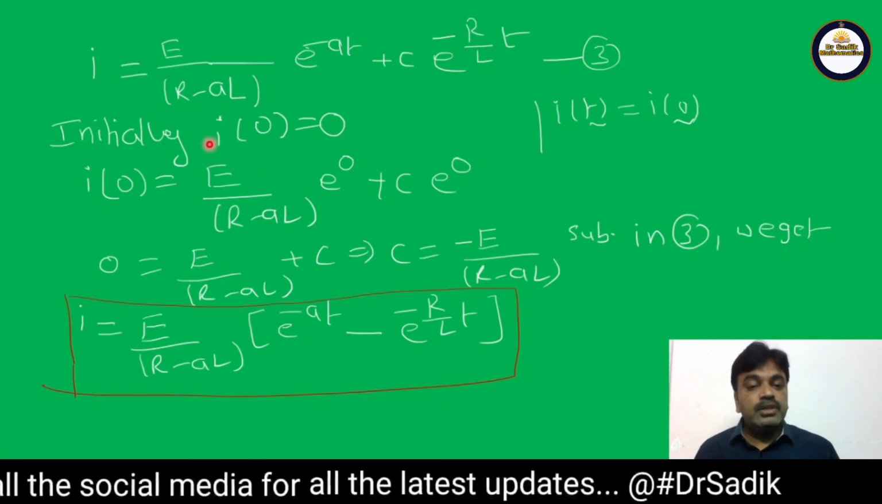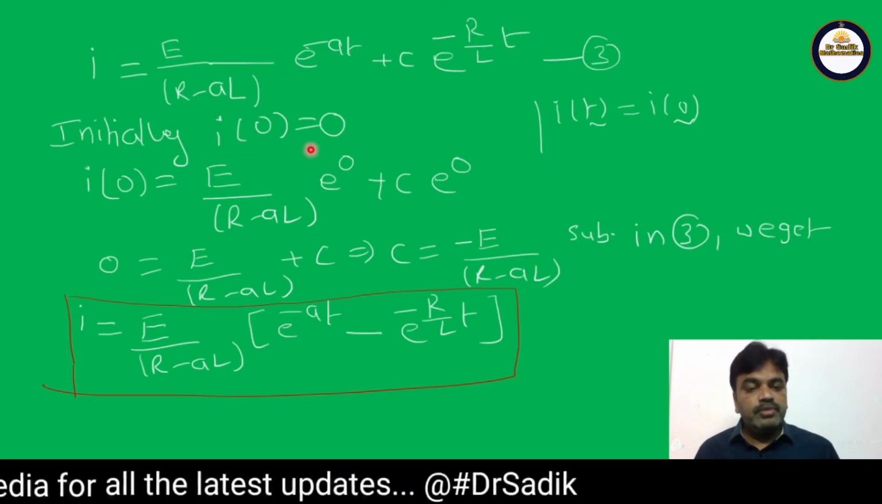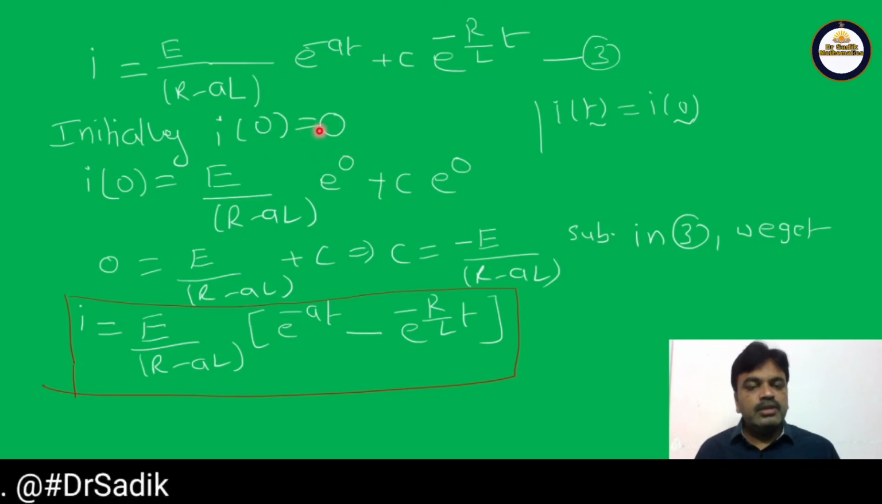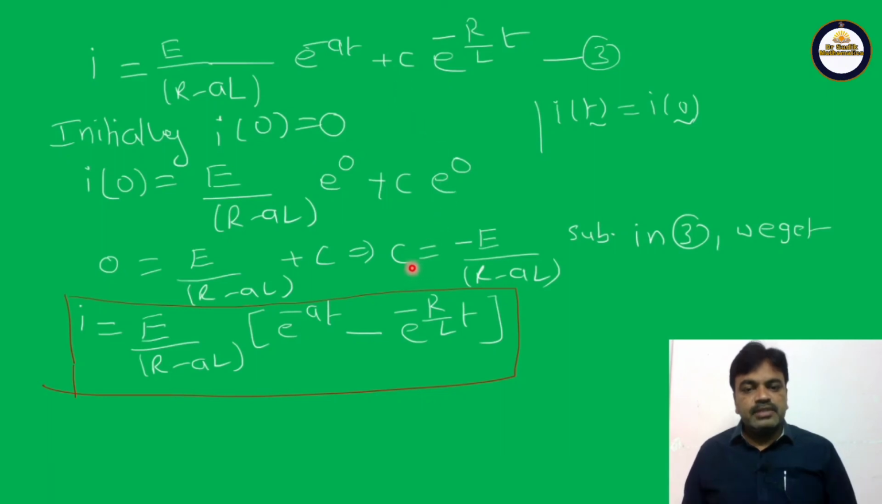Once again, this I of 0 is equal to 0, we must compulsorily substitute in every problem. What is the use of this? We are finding here the C value. We substitute the C value here, then we get the current flow in the circuit at any time t.